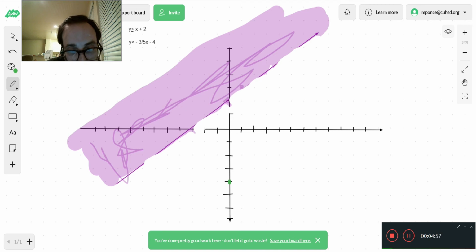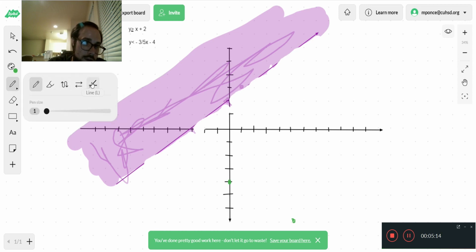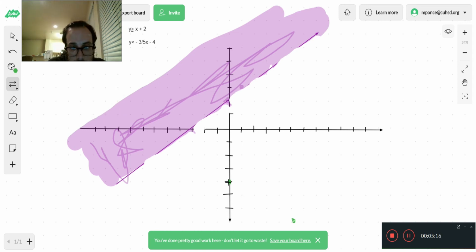So I go down 3, which would be about right here, and right 5. So there's the 5, down 3 would be about right here from what I can see. There's my second point, right? Now I just connect this with an arrow line. Let's say that it's going to go like this. That's pretty good. Cool.